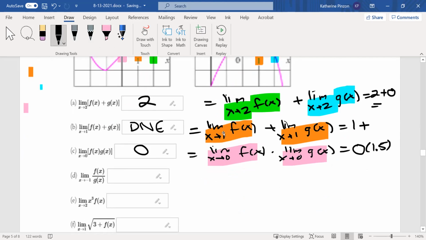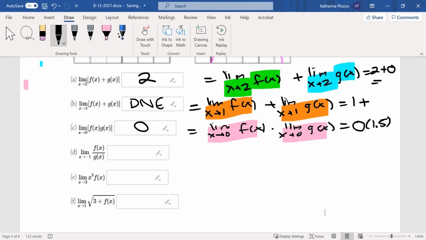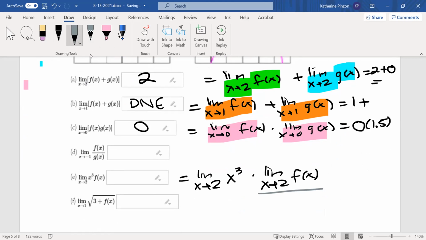Okay, I'm going to skip to letter E. I believe that you can do this one. Just do the same thing. What's different about letter E than the other ones? It has that x cubed, right? So for this piece right here, I'm going to use my graph, right? But how am I going to find that piece right there?